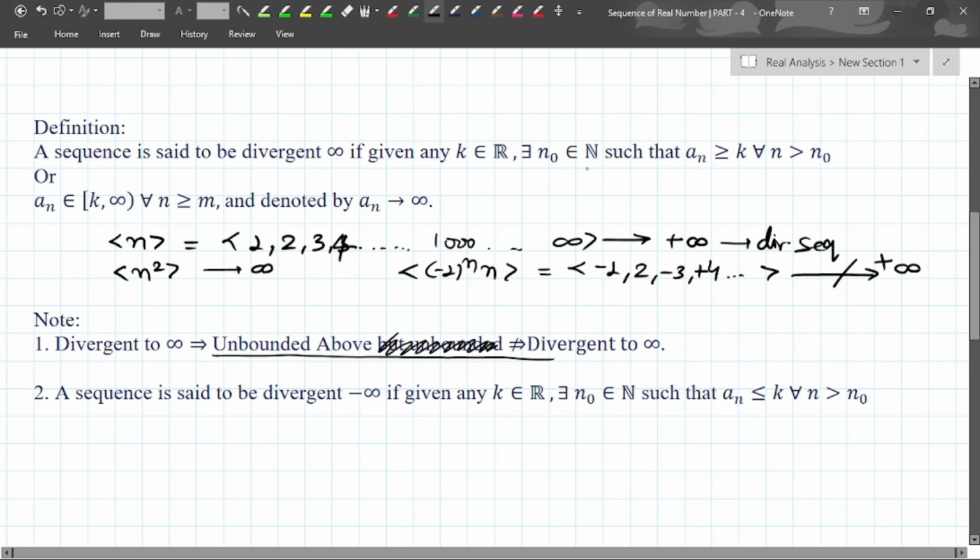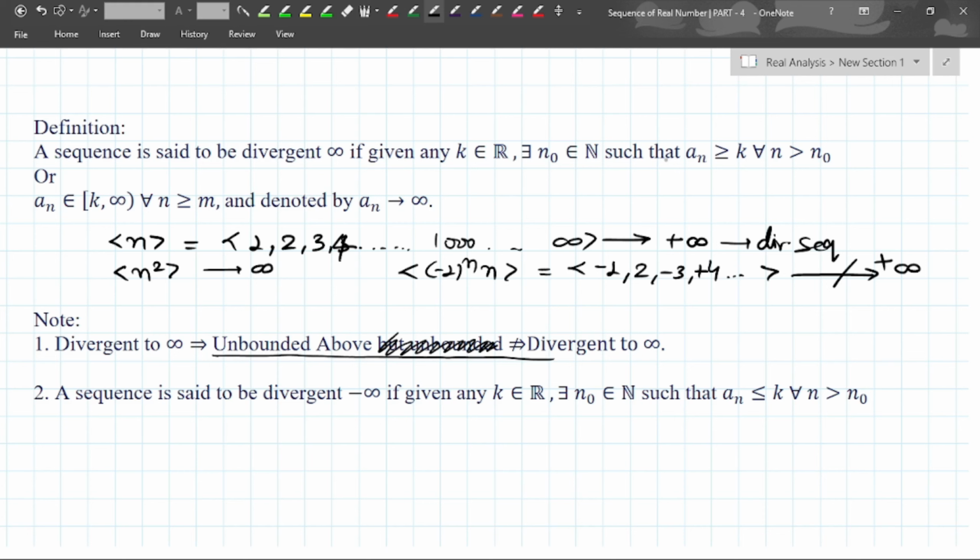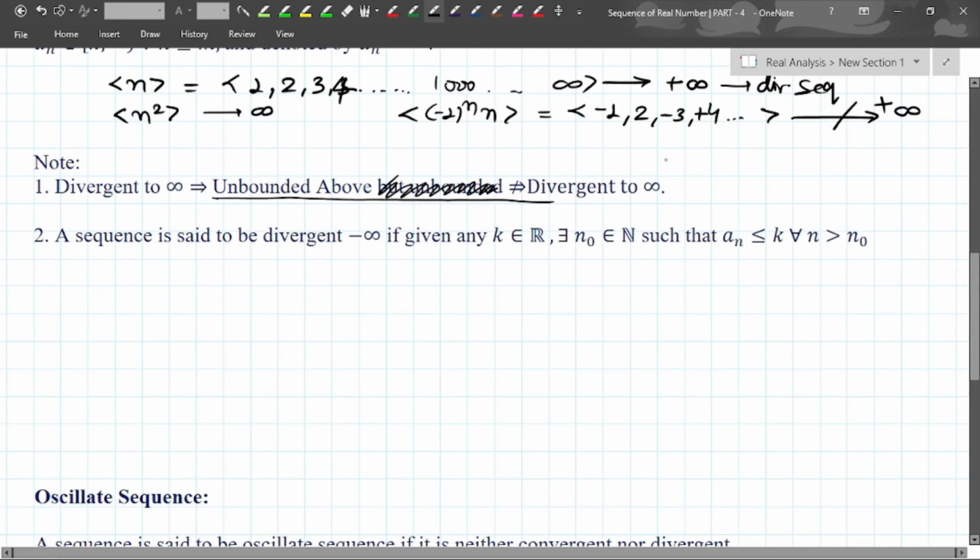Bounded below means there exists a number which is less than this particular n. If it starts at 1, there exists a number less than it, and from all those numbers, this is one of the greatest. So this is bounded below, but not bounded above. It is called unbounded above: there does not exist any number which will bound it from the upper side. That is what bounded above means. Then my sequence will diverge to positive infinity.